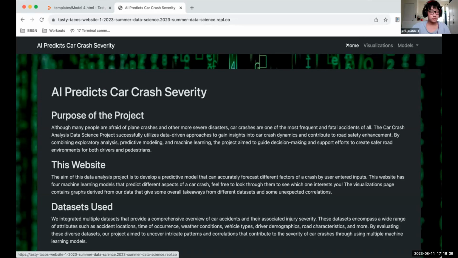The purpose of our project. Although many people are afraid of plane crashes and other more severe disasters, car crashes are one of the most frequent and fatal accidents of all.